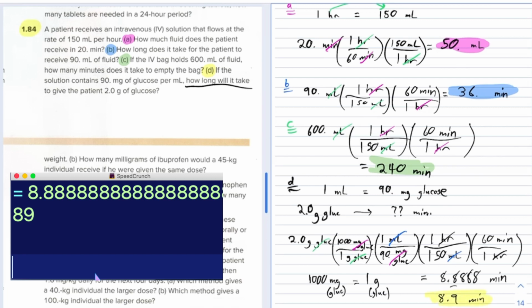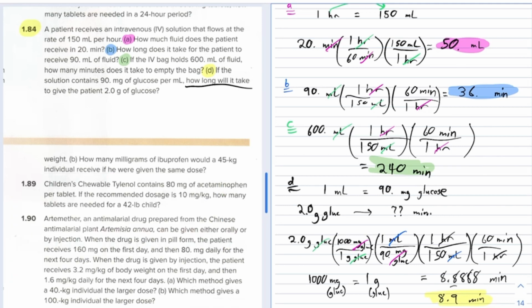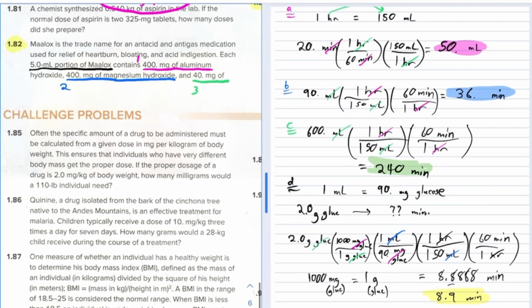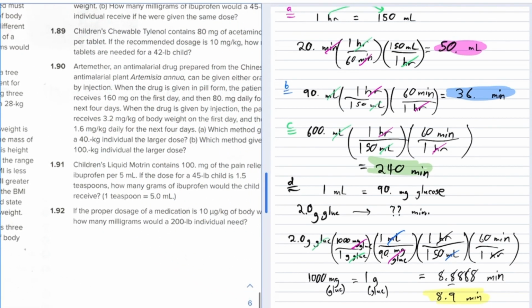Okay, that's the last one, folks, and I'm not going to do the challenge problems. That's up to you. If I were you, I would do all of the challenge problems, or maybe pick a couple.